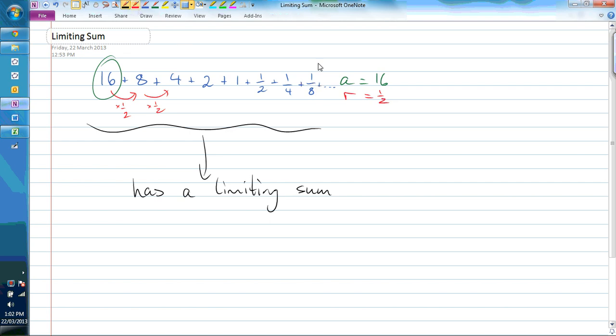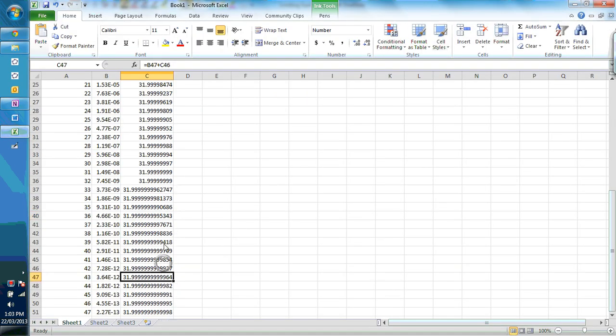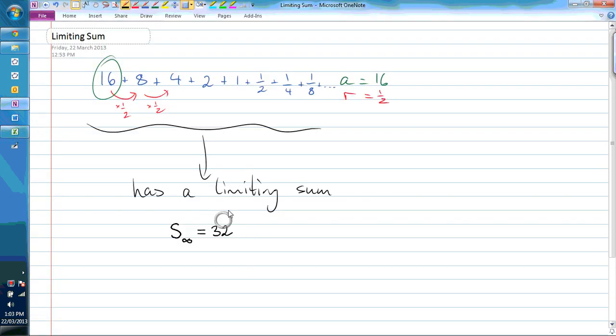So the way that we denote a limiting sum is we use the S for sum, but instead of an n down the bottom, we use an infinity sign to say that the closer you get to infinity, the bigger you go, the closer we get to this limiting sum. In this particular case, the limiting sum is equal to 32. In the next video, we're going to look at a formula for how to find that number without having to inspect it with a spreadsheet. So that's the idea behind a limiting sum.